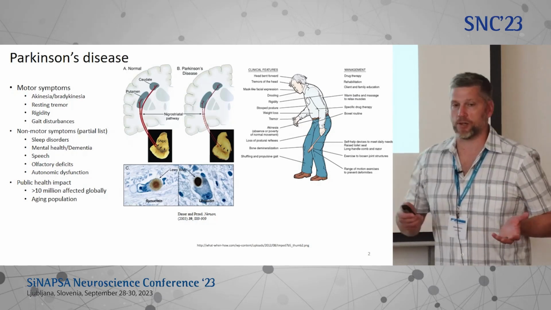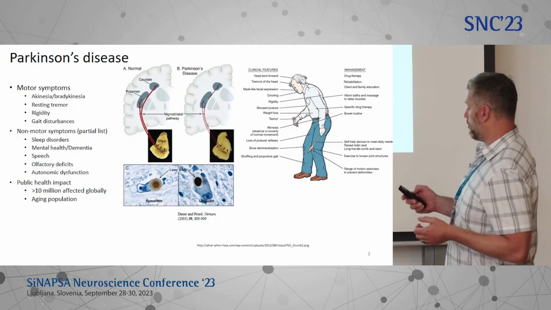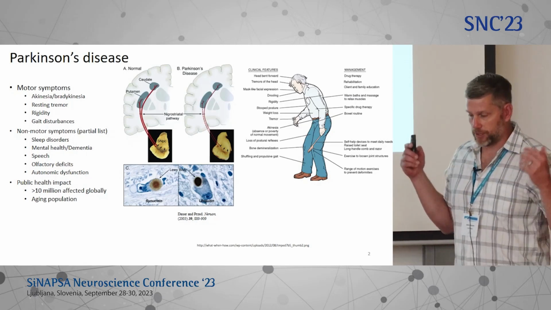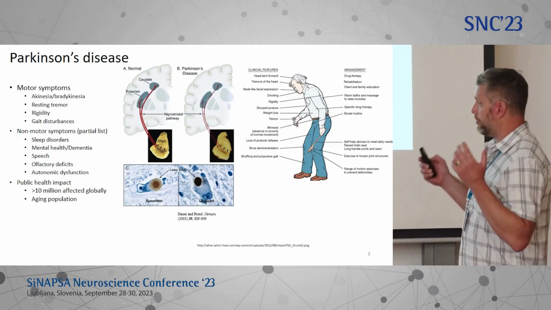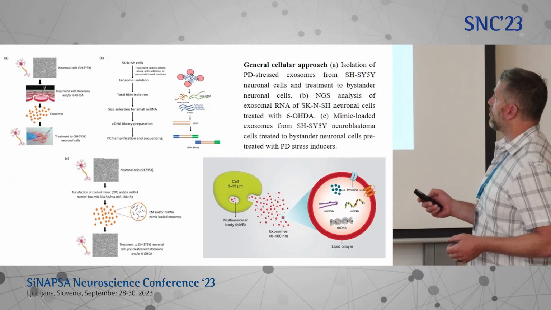But what I want to talk about today is exosomes, the role that exosomes play in the transmission and spread of Parkinson's disease. This is a completely new area for my lab, so everything I'm going to show you today is unpublished. And so this is our approach.